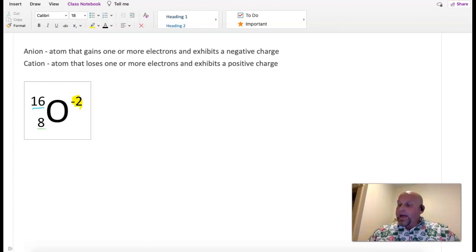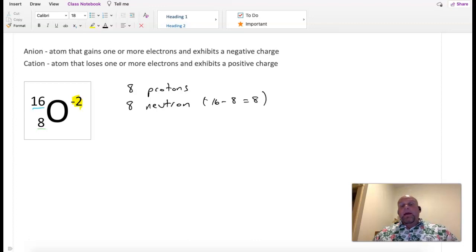So I have 8 protons because of the atomic number. I have 8 neutrons because mass number of 16 minus atomic number of 8 gives me 8 neutrons. And now I have to determine the number of electrons. So since I have a -2 charge, that means I've gained electrons. So I would have 10 electrons.